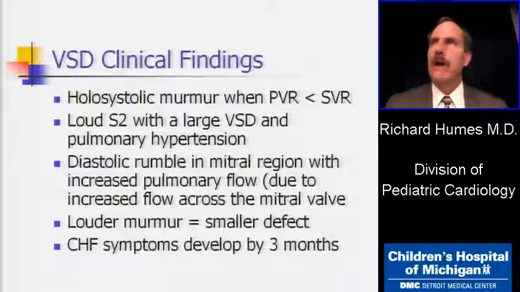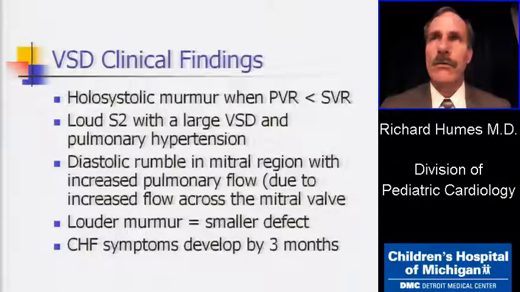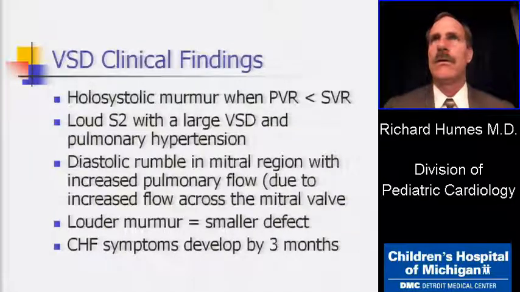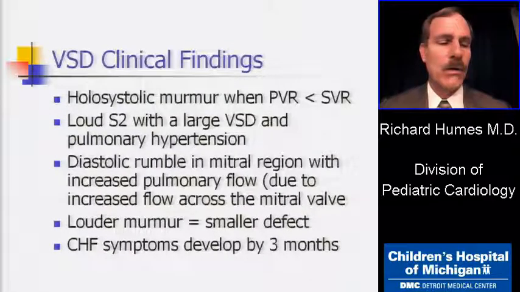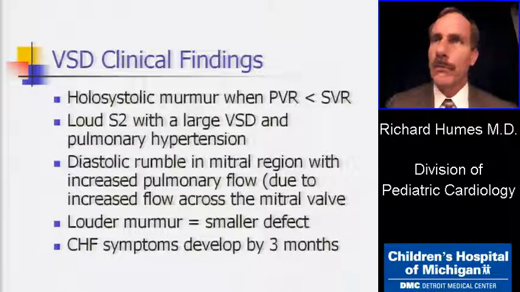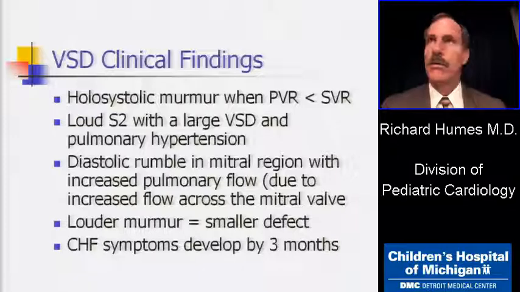You may also find a fairly subtle physical finding in a diastolic flow rumble across the mitral valve. So hearing this at the apex, it's a very short, early sound that takes a bit of practice to hear. You may also hear an increased flow across the pulmonary valve because of the increased pulmonary flow.